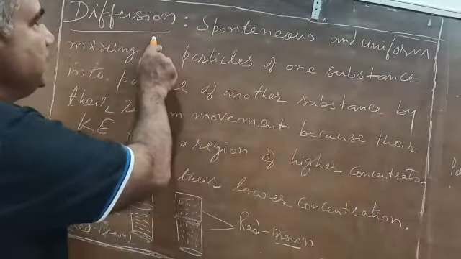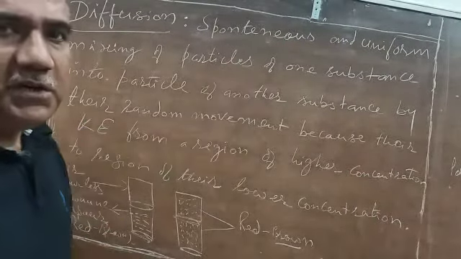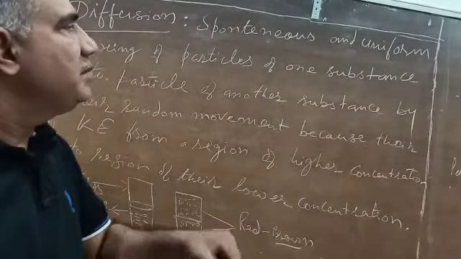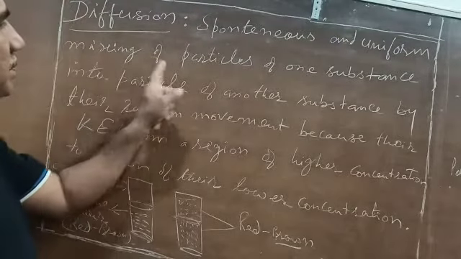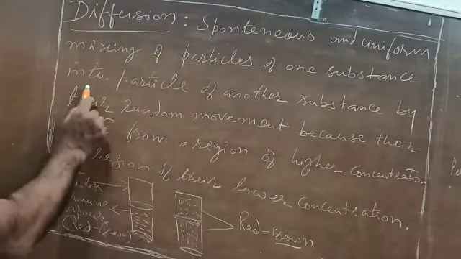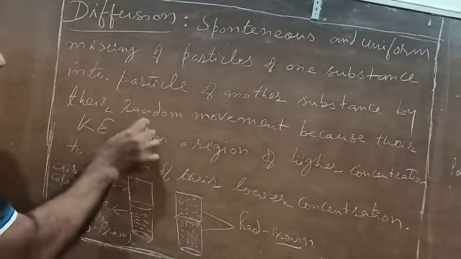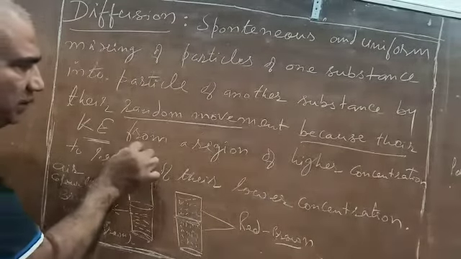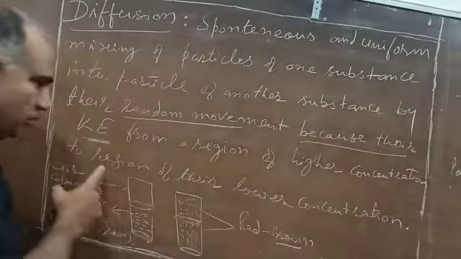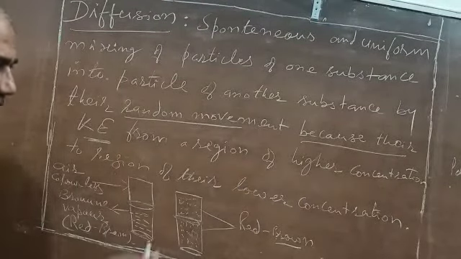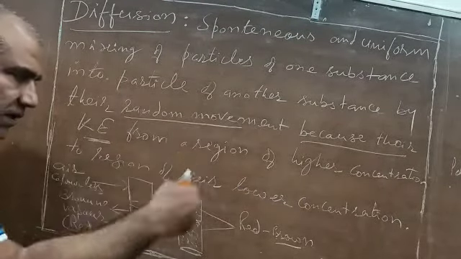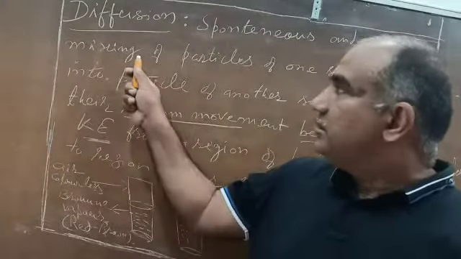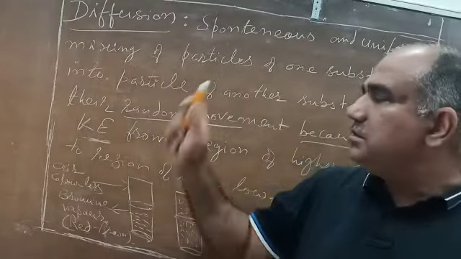Diffusion means spontaneous. Here, spontaneous means on its own, without our applying any effort. And uniform mixing of particles of one substance into particles of another substance by their random movement and because of their kinetic energy, from a region of their higher concentration to a region of their lower concentration. Just go through the statement and try to find out how it is different from other definitions. They too define diffusion, and here too diffusion is defined.